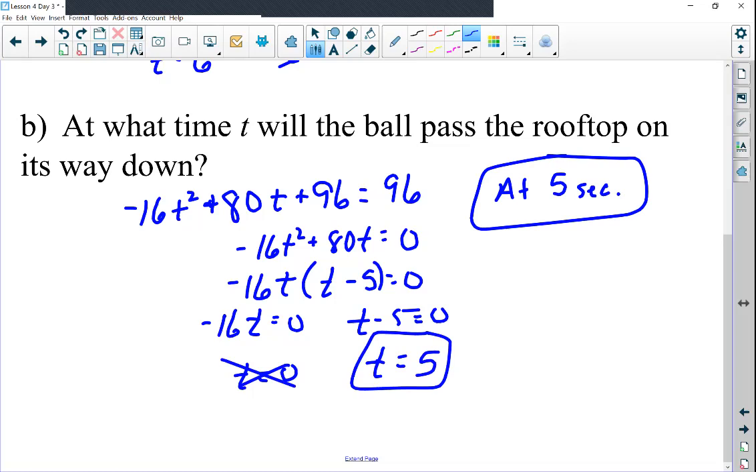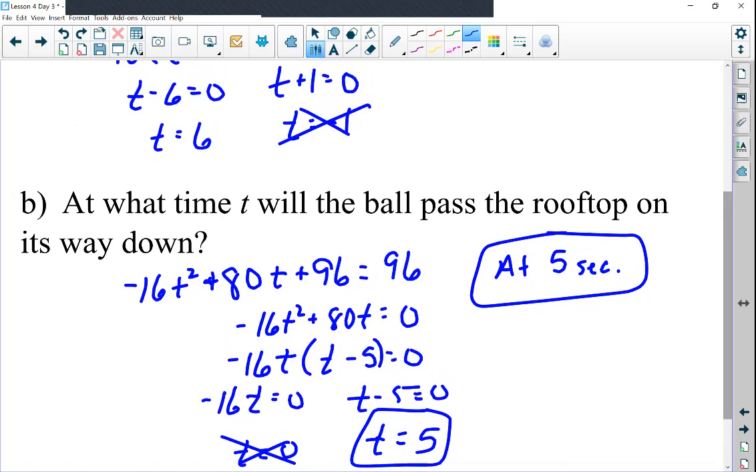Which maybe makes sense if we go back to this first problem. We had t equals -1, so 1 second for the ball basically to go from the rooftop to the ground, or 1 second of the 6 that it's in the air. So that means at 5 seconds, it would cross the rooftop. So far, nothing to do with derivatives or anything. But now we get to do stuff with derivatives.